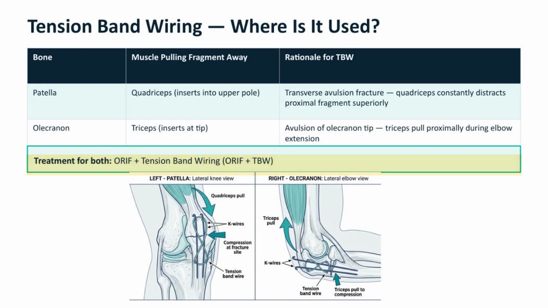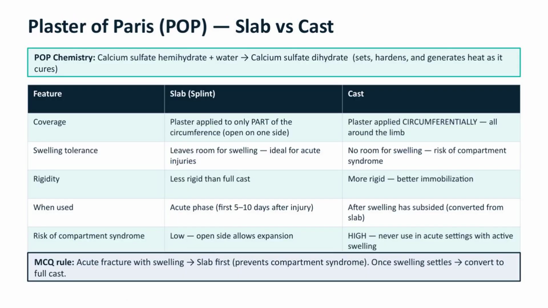Finally, once a fracture has been reduced and fixed, it often needs to be immobilized in plaster. So let's compare a slab and a cast. First, the chemistry of plaster of Paris, or POP: calcium sulfate hemihydrate, combined with water, forms calcium sulfate dihydrate. It sets, hardens, and generates heat.